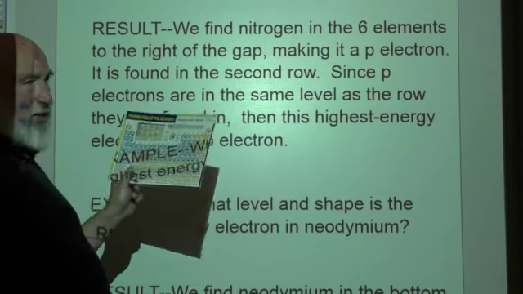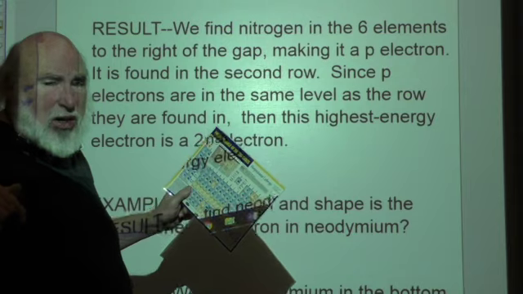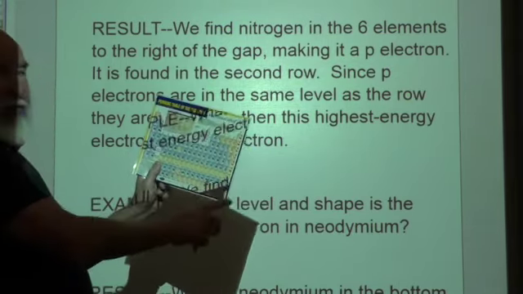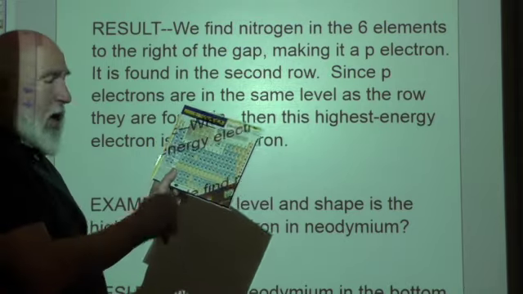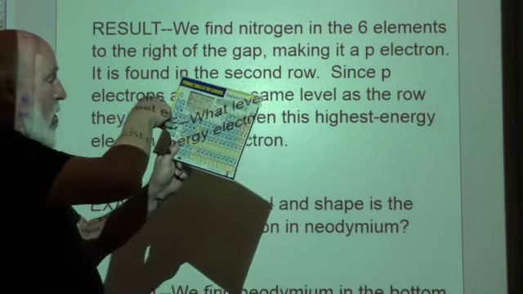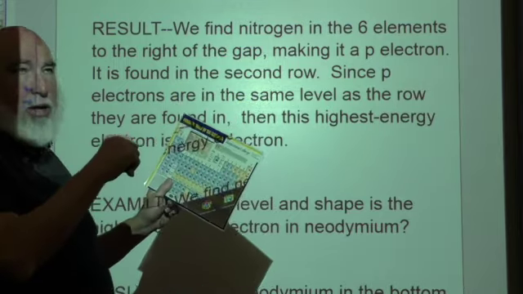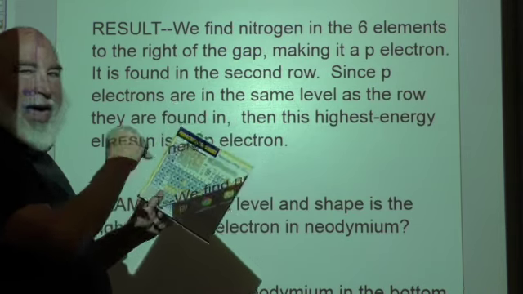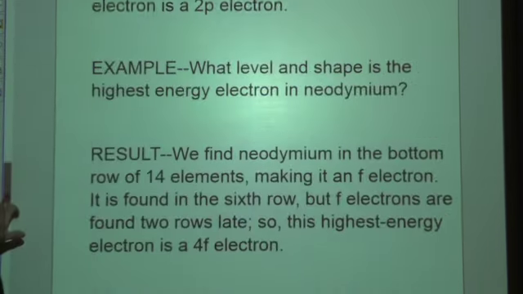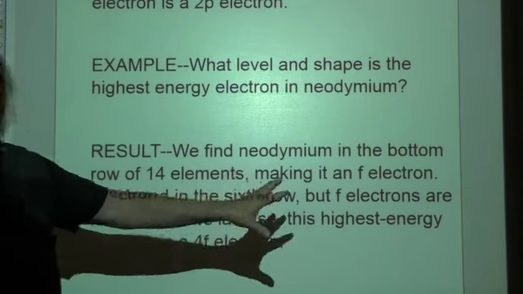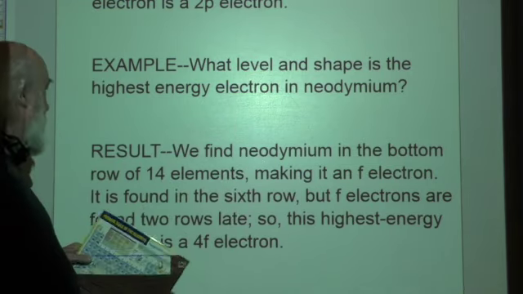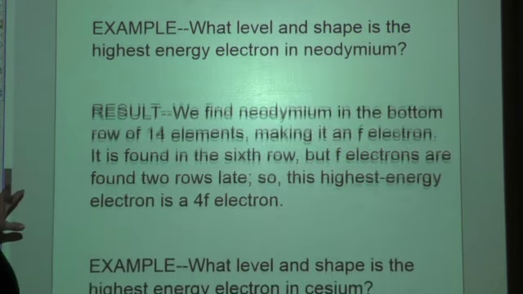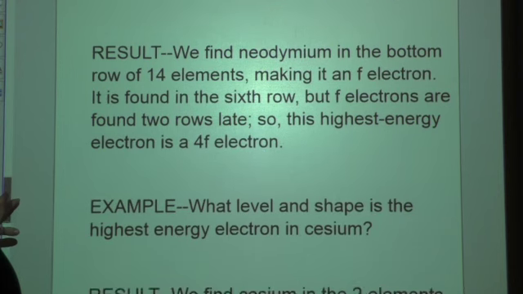Okay? Now row 6 means, does that mean it's level 6? No, that's only for the S's and the P's. These are F's here. They're in the bottom 14. And there are 2 rows late, so if they're in row 6, subtract 2 from 6 to get 4, this is going to be a level 4F electron. 4F is the answer that we're going to get. So the highest energy electron of neodymium is 4F. We'll do one more and then we'll get you going on your own there.